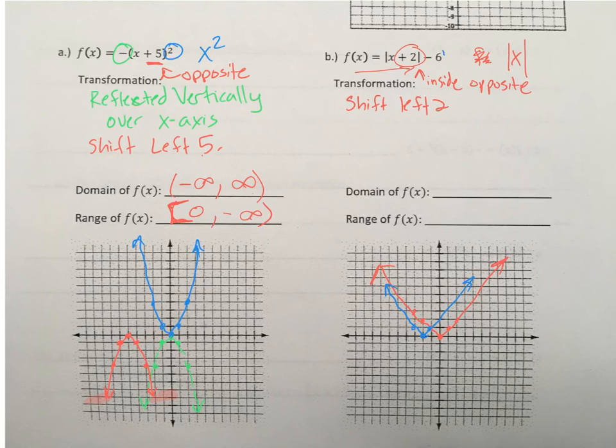And then I'm going to look at this one. That's outside, so it stays the same. So it's going to shift down 6. I'm going to take this blue one and shift it down 6. So 1, 2, 3, 4, 5, 6. Graph that. So it shifted left and then down.